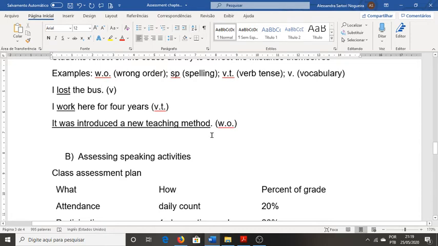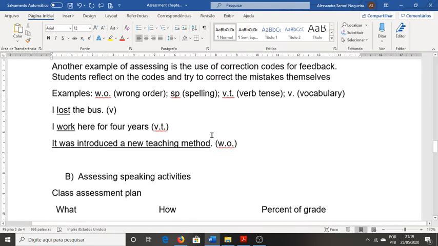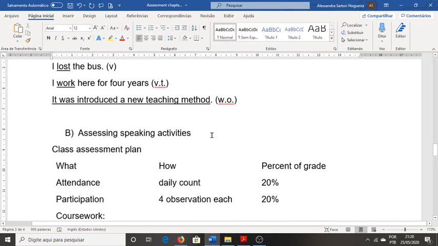And then when the student sees these correction codes and they have to work on their own mistakes, I believe this is very effective for learning. You're not evaluating, giving them a grade. You're evaluating for them to work on their own mistakes and then correct these mistakes. I think it's very effective.